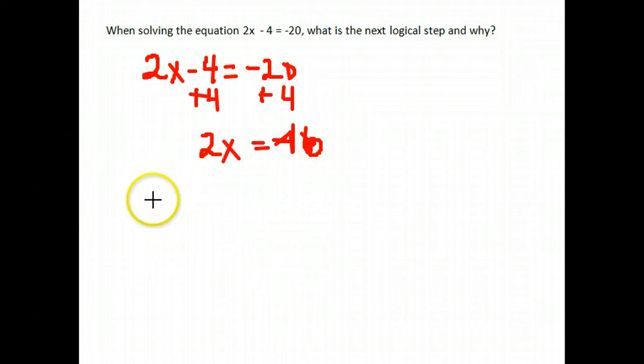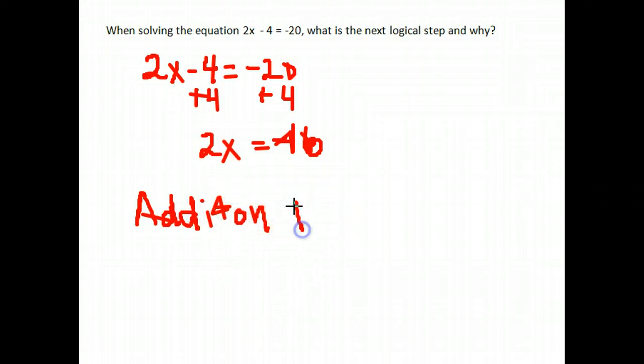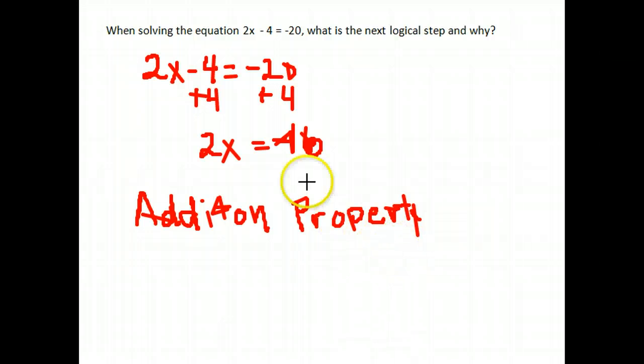Why were we allowed to do that? Well, that's called the addition property of equality. Okay, adding the same number to both sides is the addition property of equality.